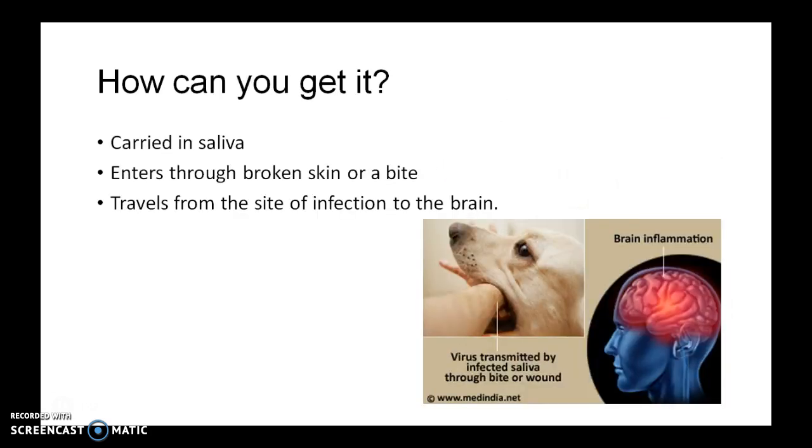So how can you get it? The virus is carried in the saliva and enters the body through a bite or through broken skin. It travels from the wound site to the brain.